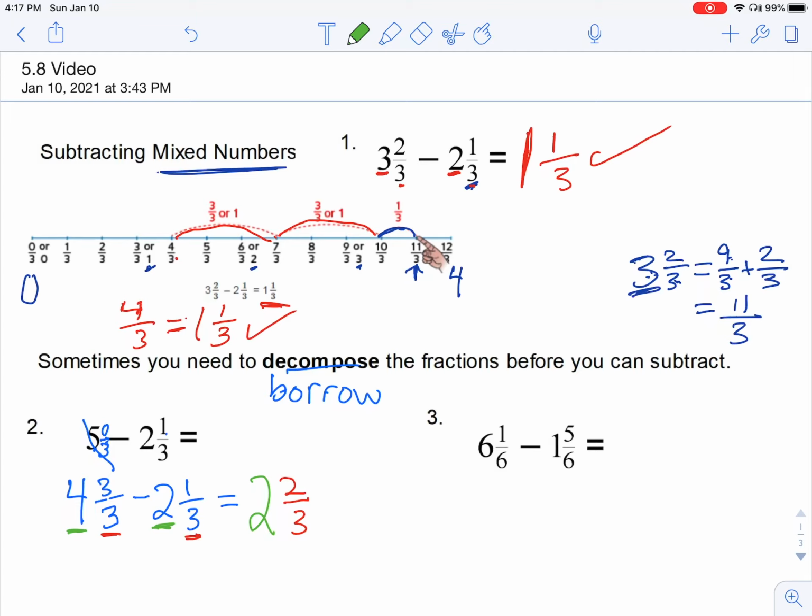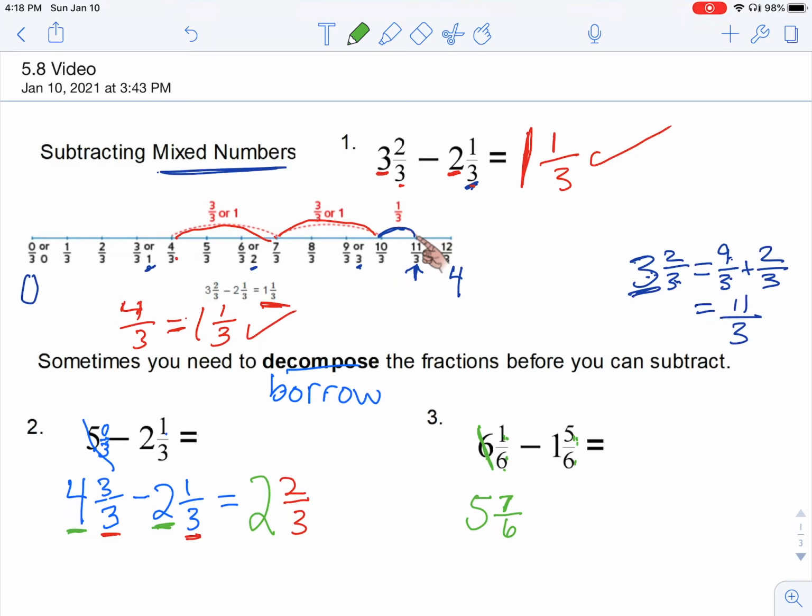Let's try another one. Read this equation with me. 6 and 1/6 minus 1 and 5/6. We always say fractions first. 1/6 minus 5/6. Could I do it? No, I'd end up with a negative number, right? So that tells me I need to borrow. I'm going to borrow 6/6 for a whole. But I already had 1/6, so now I had 6/6 plus one more 6, it's like I have 7/6.